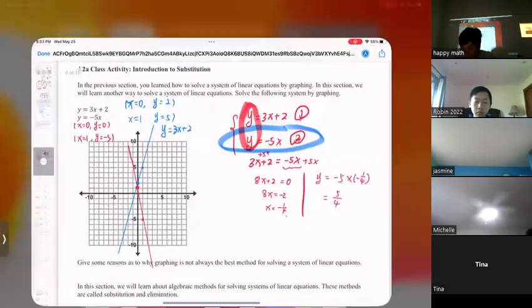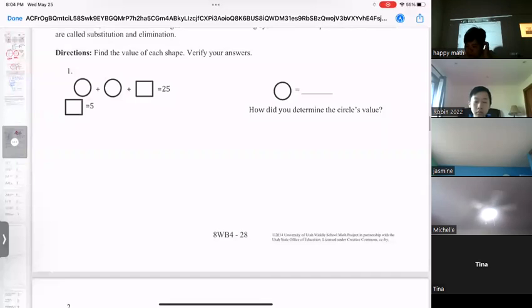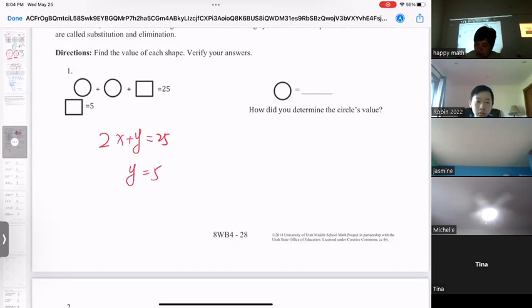So where is it? Here it is. It says find the value of each shape, verify your answer. I think the first one is too easy, right? Basically here, 2x plus y is 25, y is 5. So what is the circle? 10. Is that 10, right? I think so. That's pretty easy.